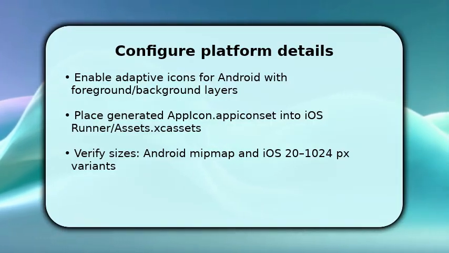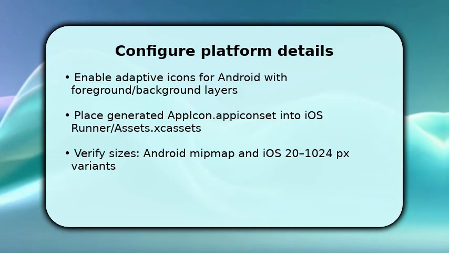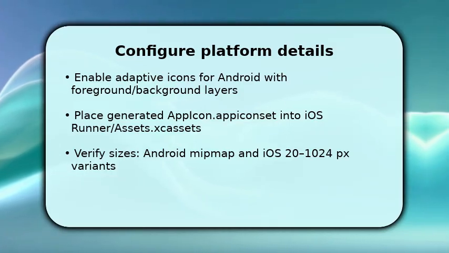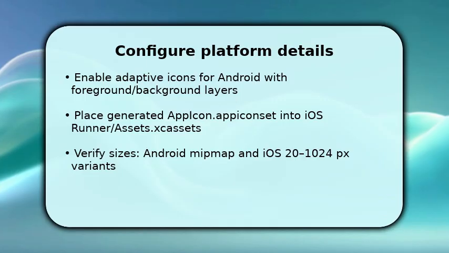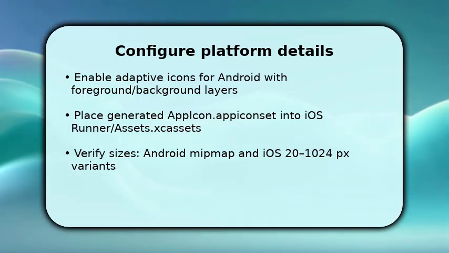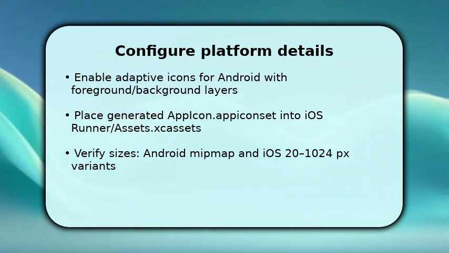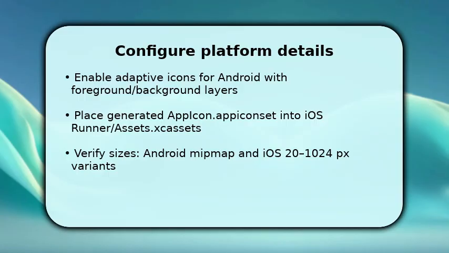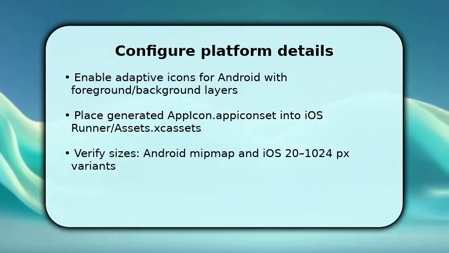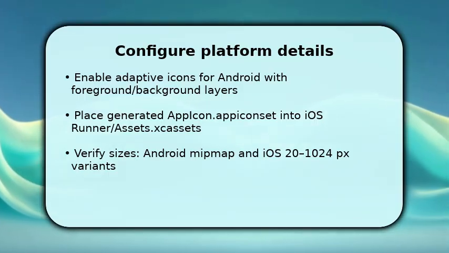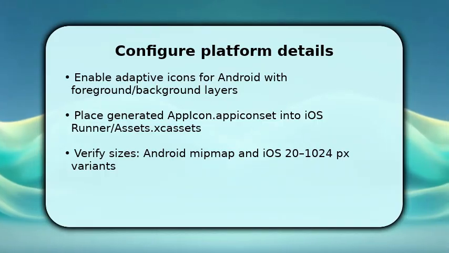For Android, enable adaptive icons by providing separate foreground and background images or let the tool generate them. Check the Android manifest and mipmap folders for the new files. For iOS, open Runner/Assets.xcassets and confirm AppIcon.appiconset contains all sizes from 20 to 1024 pixels. Once you confirm asset names and sizes, adjust any XML or plist references if your project structure differs.